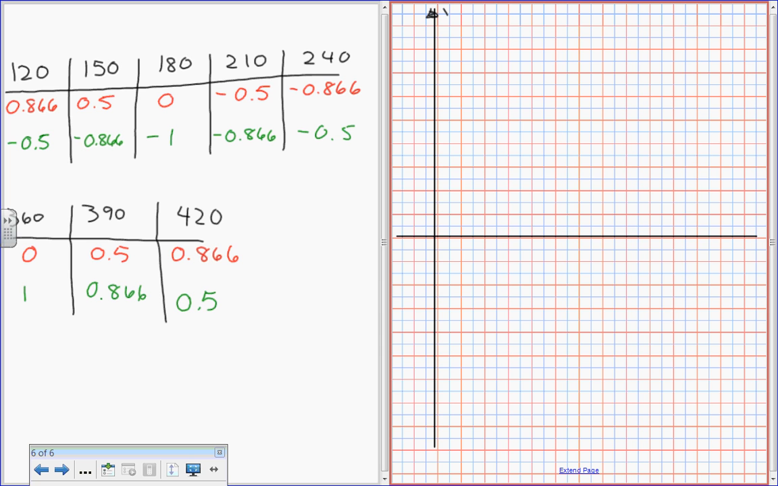Okay, so this is going to be my y-axis. This over here, that's going to be theta. We're going left and right.